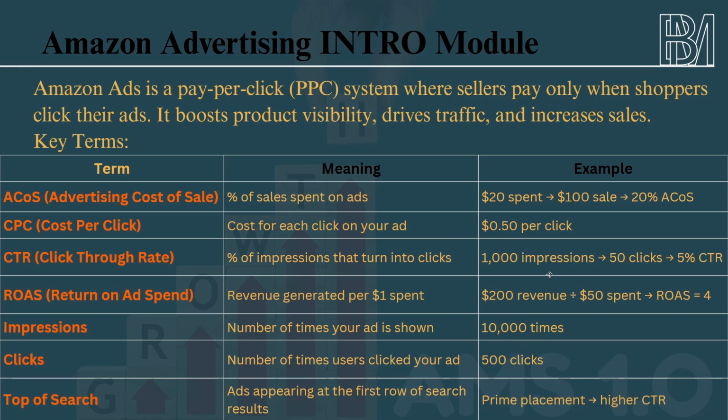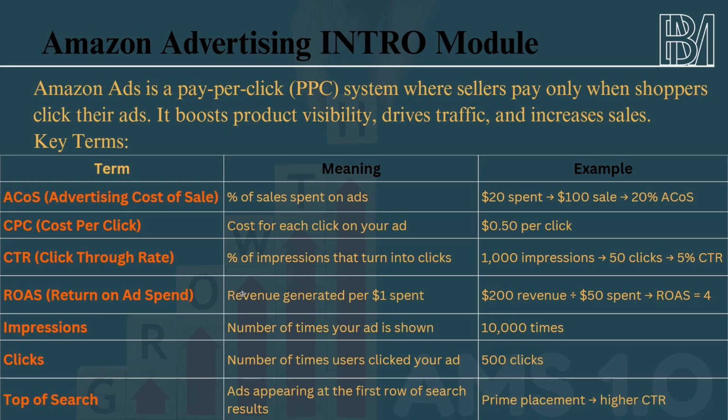So here in this example, if the impressions are 1,000 and the clicks are 50, the CTR, that is click through rate, is 50 divided by 1,000, that is 5%. That will come in percentage. So 5% CTR is for the product or for any keyword that we will be calculating for. CTR is the percentage of impressions that turns into clicks.